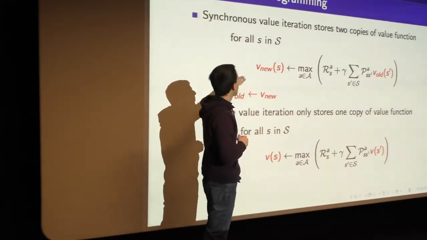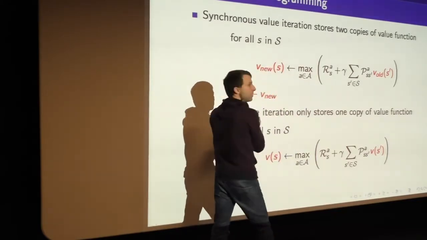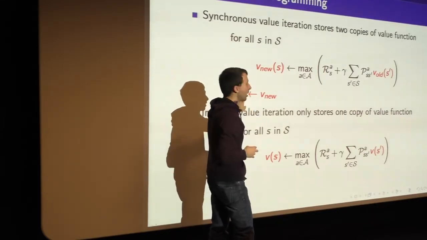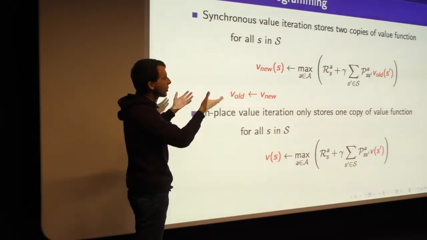What we do is a sweep over this, we update every state in our new state space, and then typically you just switch these over. You switch your new values into your old values, and then you repeat. So that's how you would actually program this.